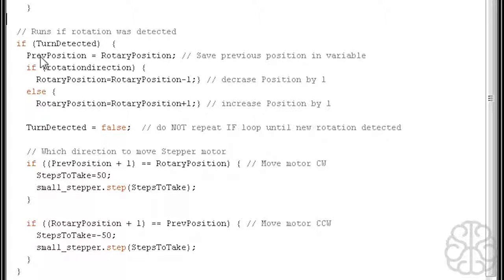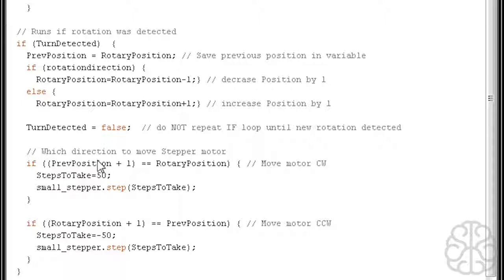First thing we're doing, we're assigning previous position equal to the rotary position. So let's say we have a rotary position of 24. Well, then previous position will be equal to 24. If rotation direction is true, meaning it's going clockwise, then rotary position is equal to rotary position minus 1. So we're decreasing that by 1. Else, it's plus 1. Clockwise, counterclockwise. Now, after that, once we've done this portion, we're putting turn detected to false, so we do not repeat until we detect another rotation.